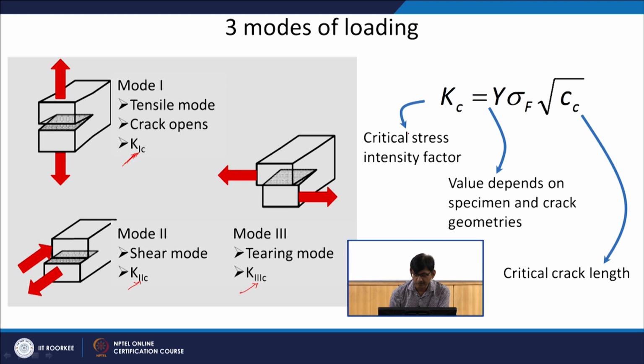So, if you want to consider the geometry of the loading and the geometry of the specimen, I can modify the equation here now. It will be the critical stress intensity factor equal to a factor which depends on specimen and crack geometries, times the critical crack length, and sigma f, as I told you, is the fracture stress. So, the stress at which the fracture takes place or the crack propagation becomes unstable.